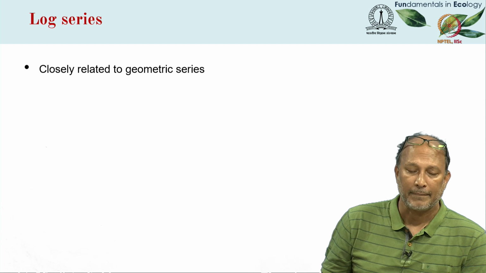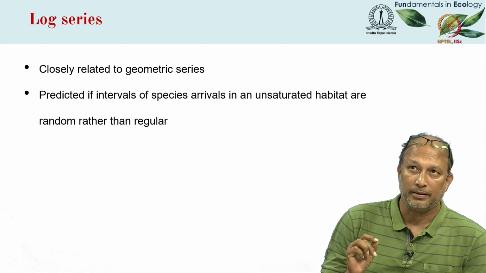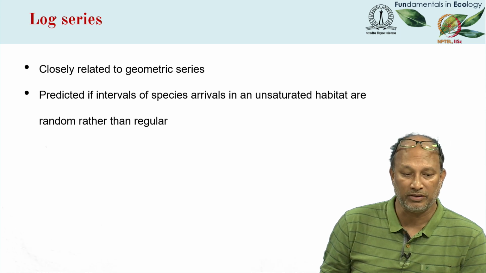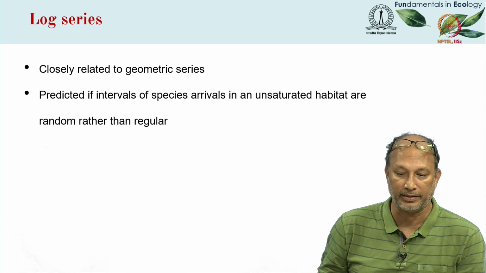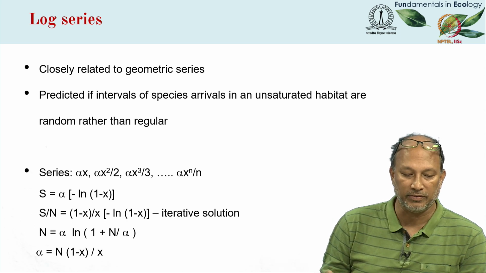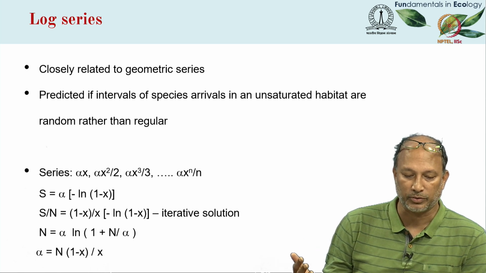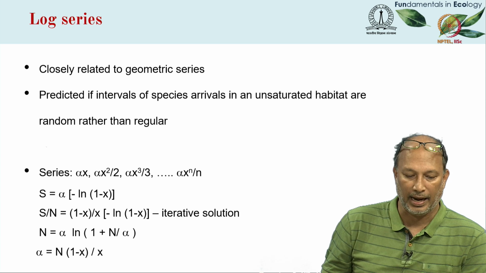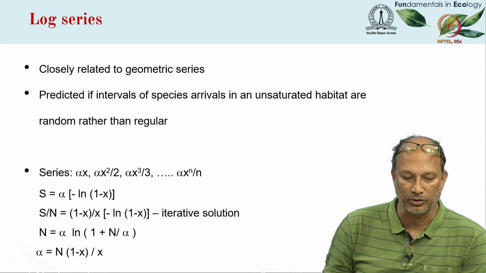The log series is closely related to the geometric series. In terms of ecological inference, it's predicted if the intervals of species arrivals in an unsaturated habitat are random rather than regular. The series is given as alpha x squared by 2, alpha x cubed by 3, and so on. And the parameters are derived through an iterative solution, and alpha is the parameter that defines the log series.